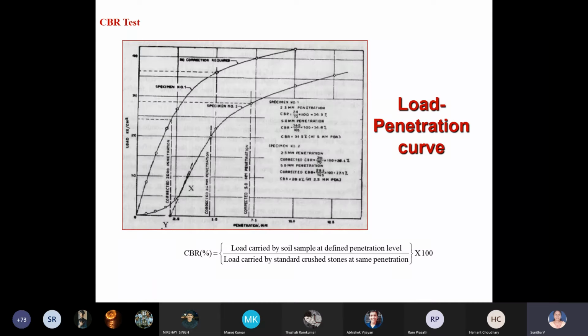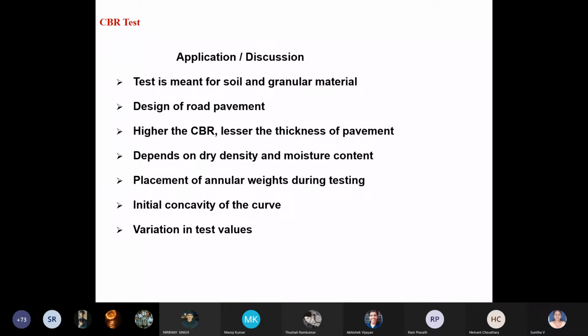One more thing. Is anybody telling? While applying load, the soil can displace, it can come up, so it is to resist that.